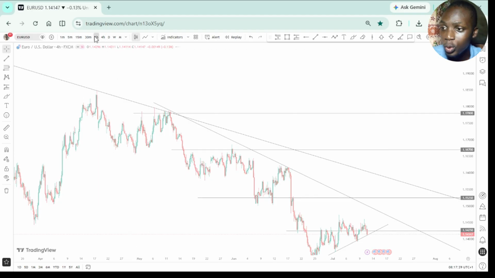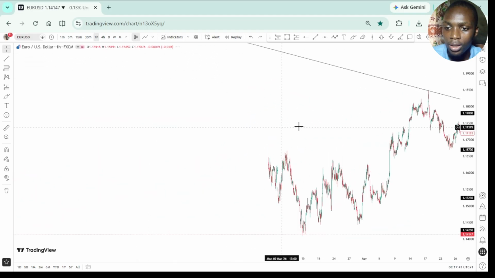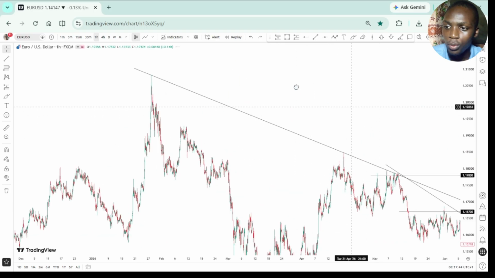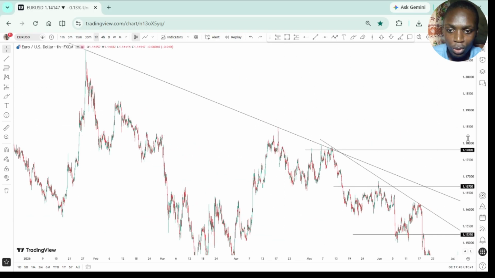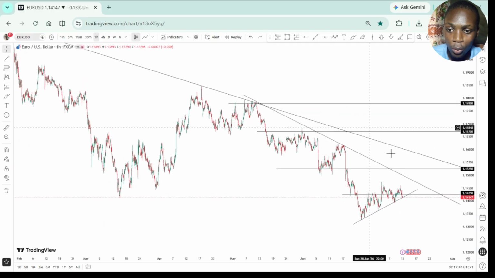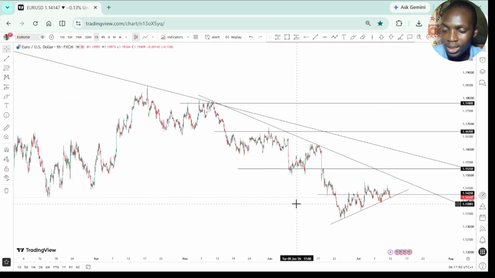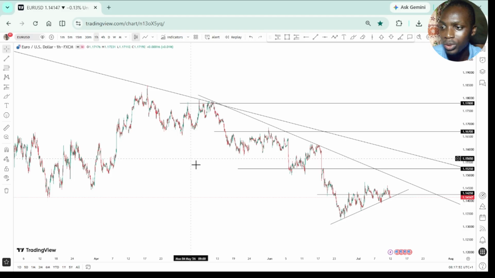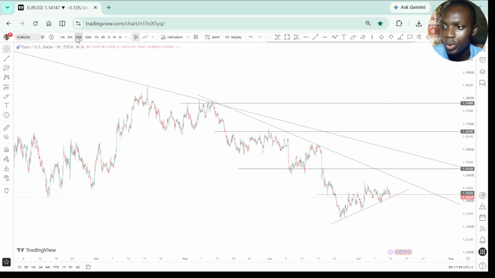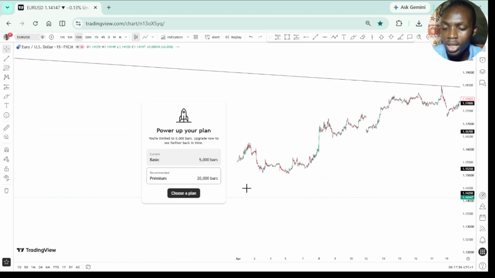Let me go to the 1-hour time frame and see what the 1-hour time frame has for us. On the 1 hour, we still have the same thing: the second touch at this one, and we are waiting for our third touch also at this one. It is the same analysis we do on the 4-hour time frame. It's the same thing we use on the 1-hour time frame, and the same thing we are going to use on the 15-minute time frame where we are going to execute our trade.